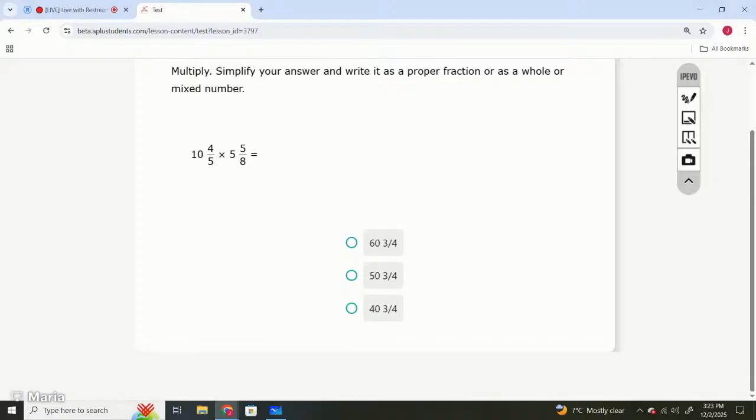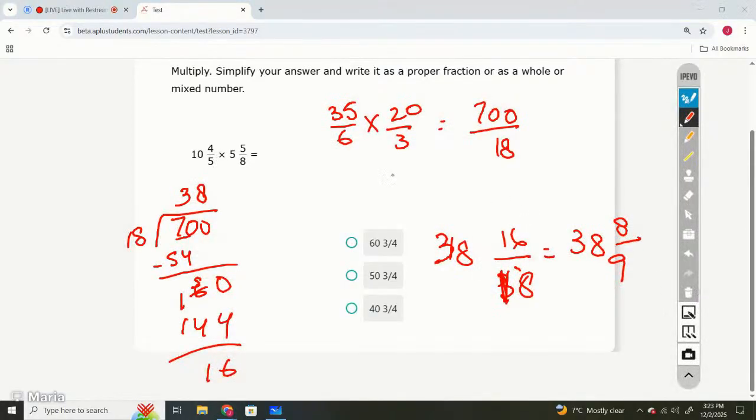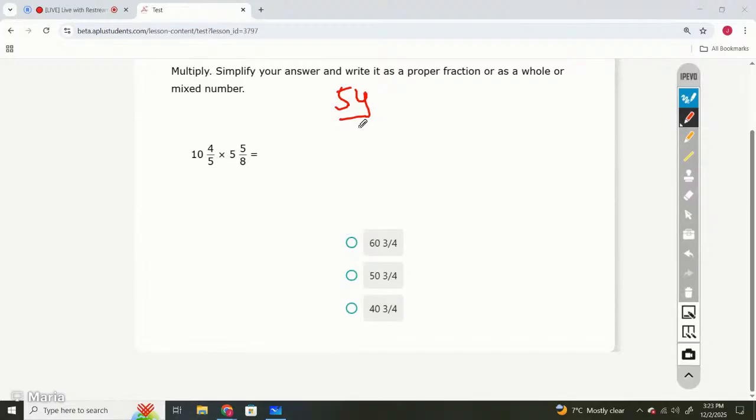Ten whole 4 by 5 times 5 whole 5 by 8. 5 times 10 is 50 and 4, 54 over 5. 5 times 8 is 40 and 5, 45 by 8. So 54 times 45 we have to do.